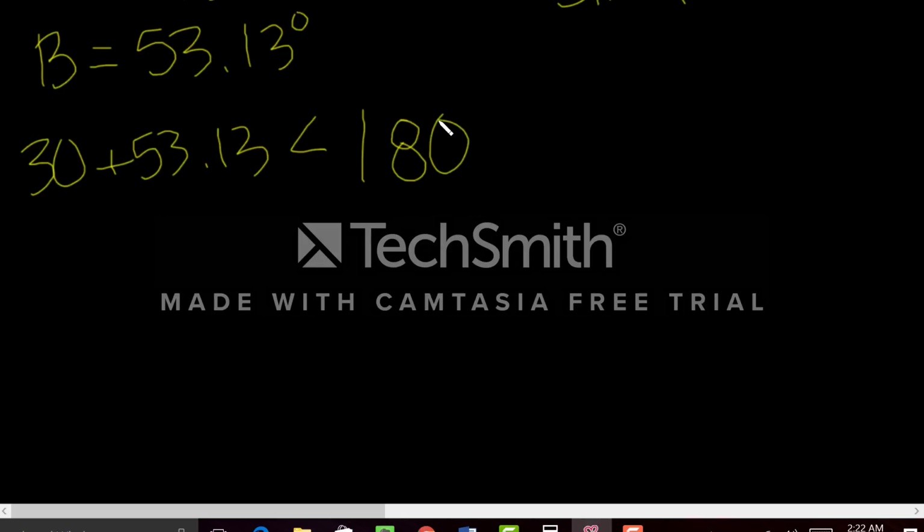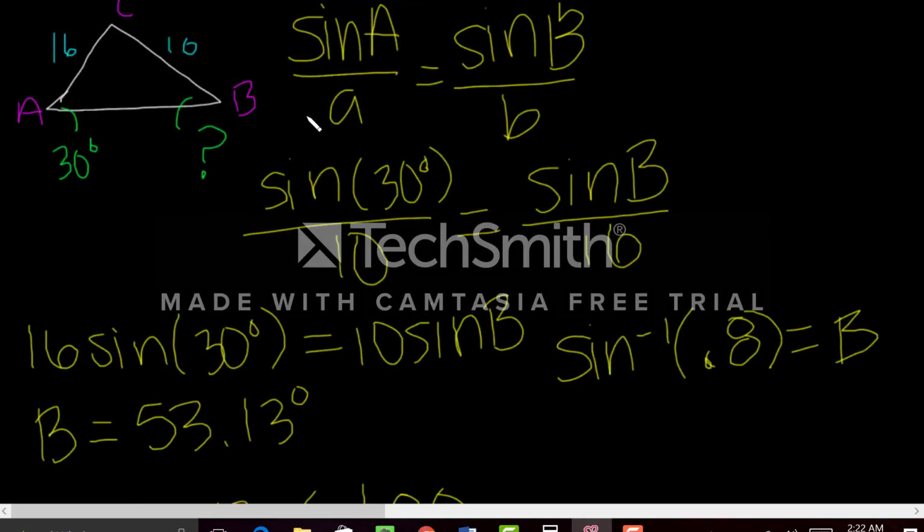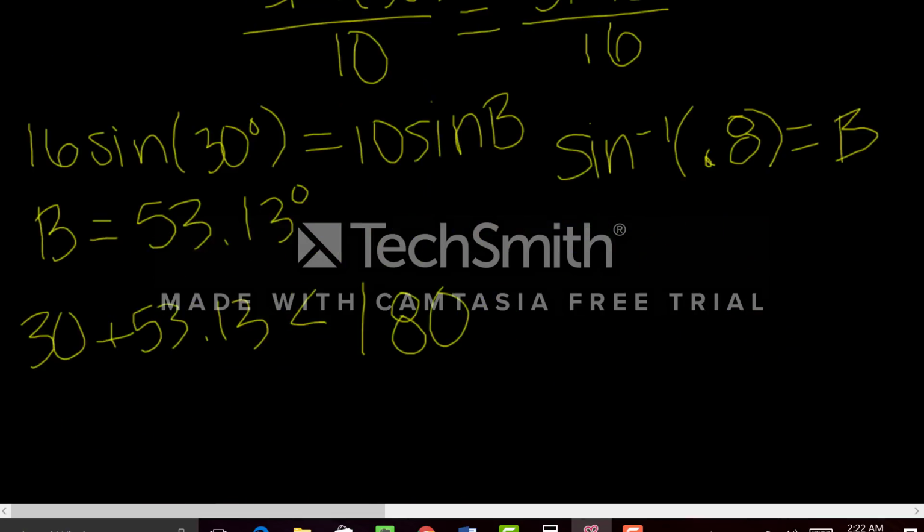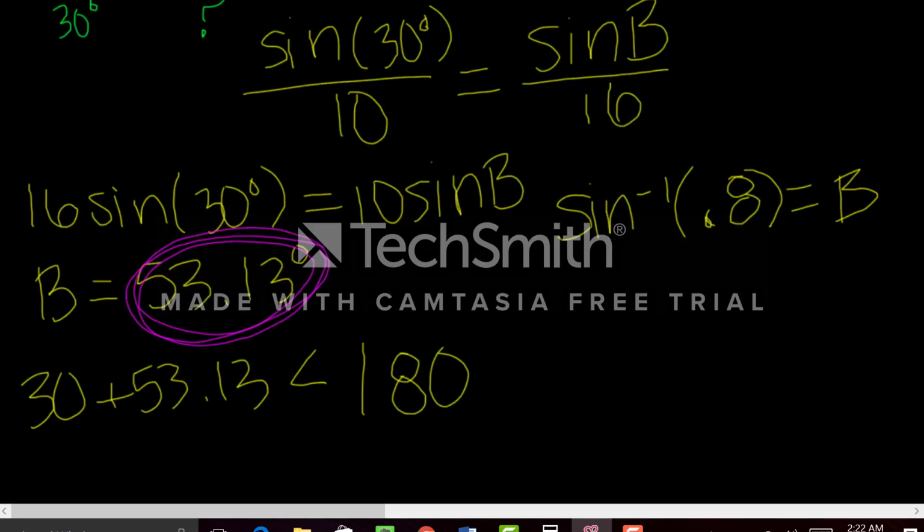Now, why is that important? Well, all the angles in a triangle add up to 180. So if it had been more than 180, that wouldn't be a possible triangle. So we know that this answer here, I'm going to go ahead and circle it in pink, works. That is a possible solution. So we're at a one solution triangle right now.